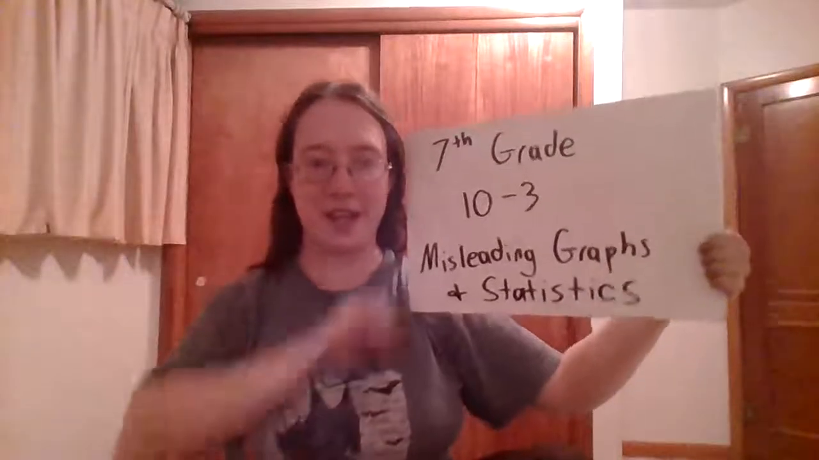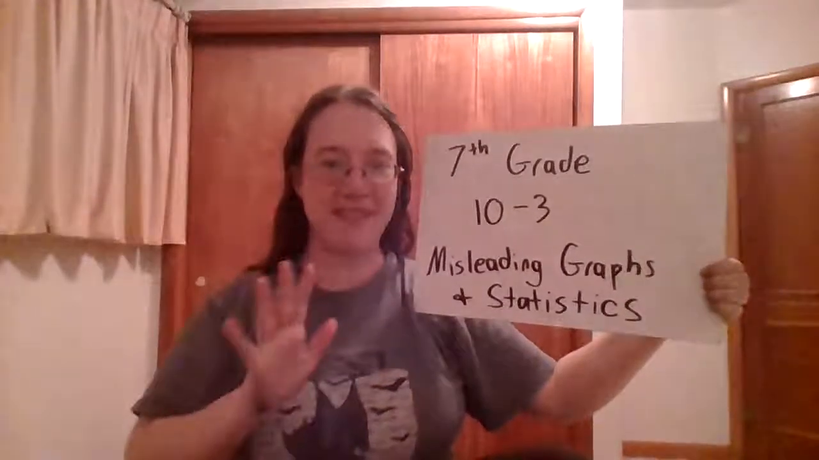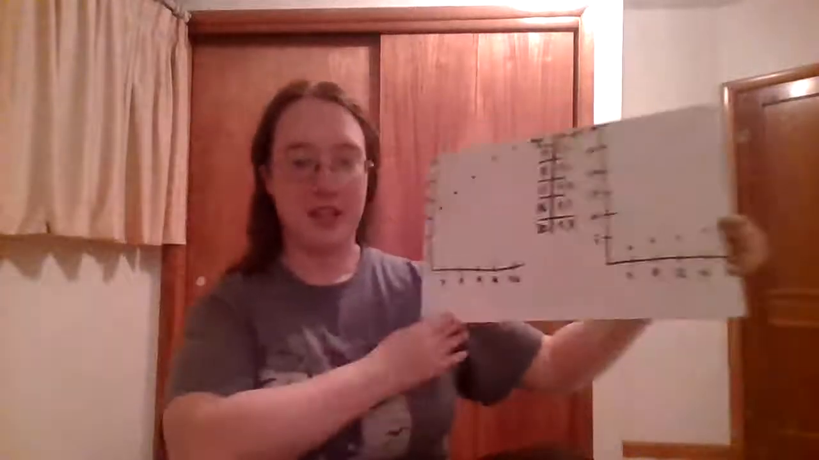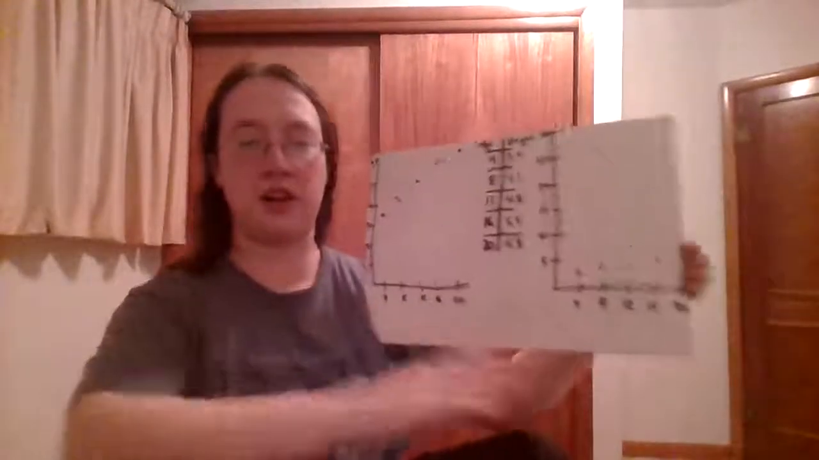Alright, hello 7th grade. So today we're looking at misleading graphs and statistics. And usually when you hear the word misleading, you think, okay, well, something's lying to us or something's not right with these numbers. But numbers don't actually have to be wrong in order to be a bit misleading. And I can take the same numbers and put them on a graph and get two very different things.